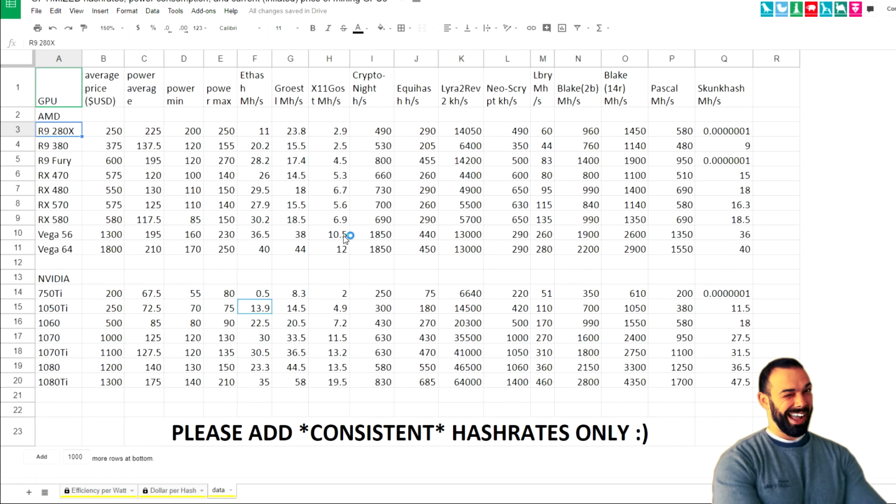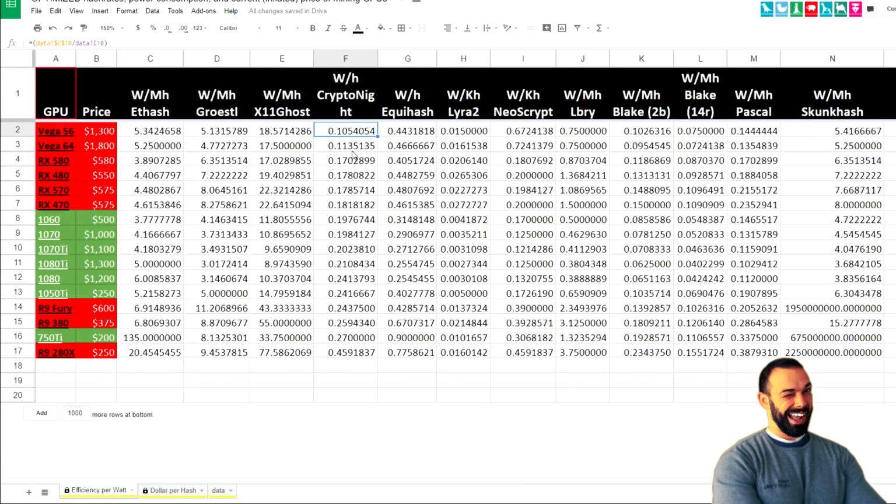Right here, the Vega 56 under CryptoNight, 1,850 hashes per second. And it does it at an average power consumption of less than the Vega 64. So at the same hash rate, the Vega 56 can do it consuming less electricity. So it's much more efficient. But in a close second place is the Vega 64. It's not a bad card. But the Vega 56 is more efficient at mining CryptoNight coins. And that's shown right here on the efficiency per watt tab. And right here, yeah, for CryptoNight, Vega 56 is the way to go.